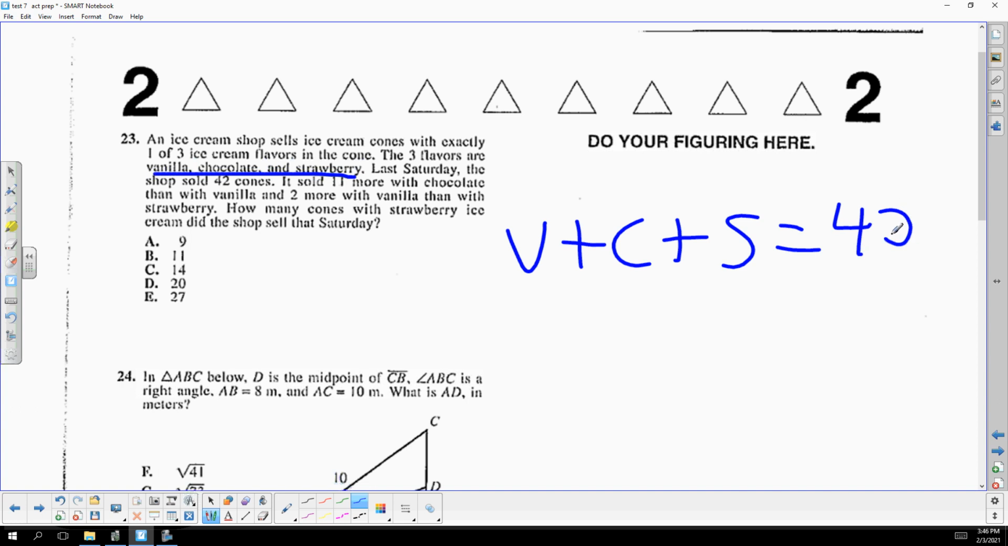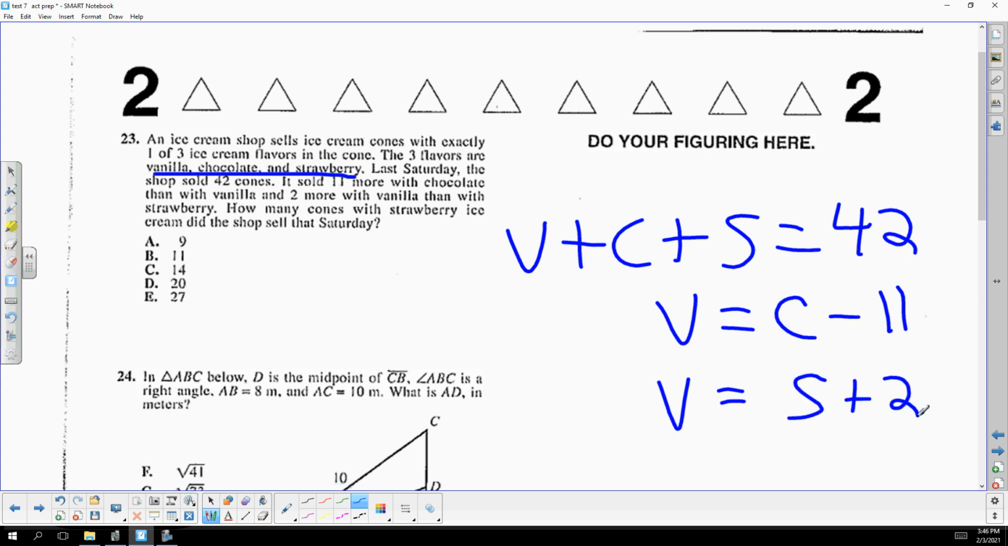And I sold 42 cones. Now this is hard for me. It says 11 more chocolate than vanilla. That means that vanilla is chocolate minus 11, huh? Because there's more chocolate, to make it equal. And then it says 2 more with vanilla than strawberry. So the strawberry is plus 2 to make it equal. I always have trouble which way to put the plus, but we got to make it equal, so you actually Robin Hood, you give to the poor.